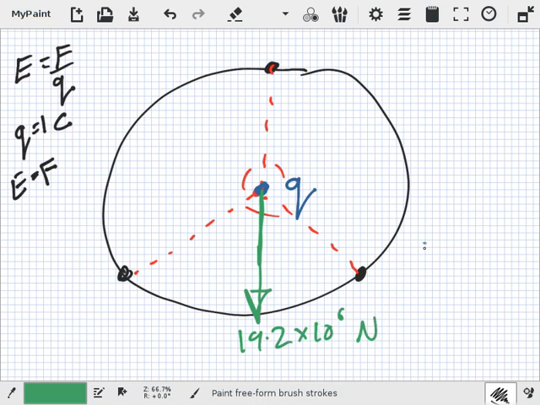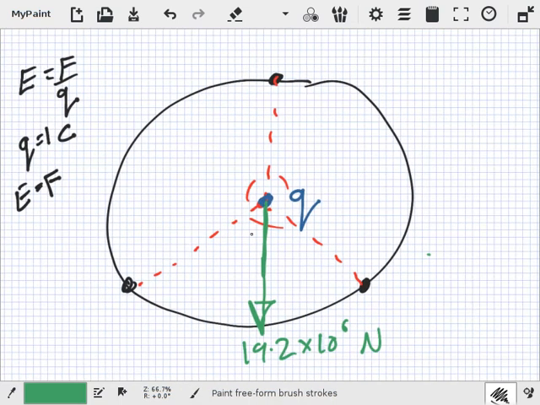Okay. Now, interesting. This one here, we haven't calculated the force caused by this one. But firstly, which direction will it be? Top right or bottom left? Top right, because it's being pushed away.